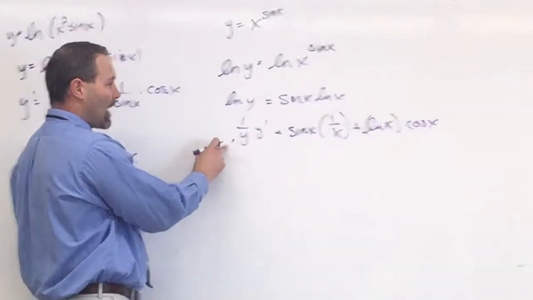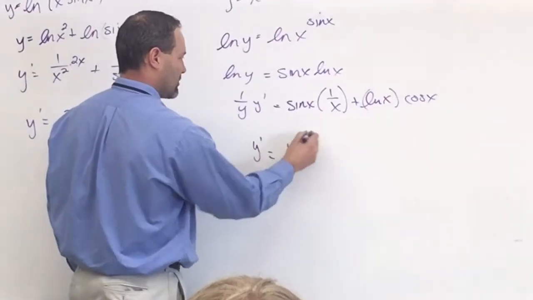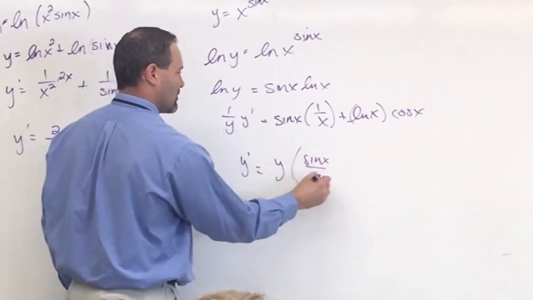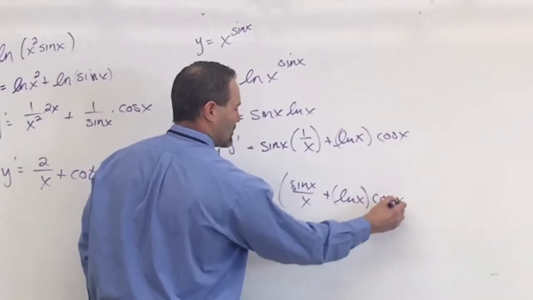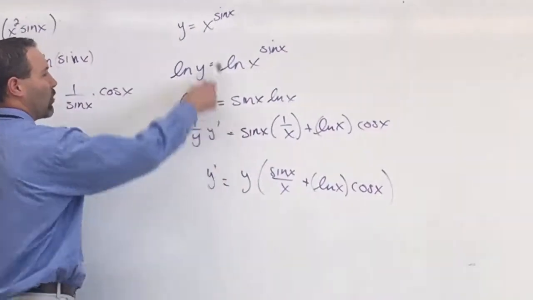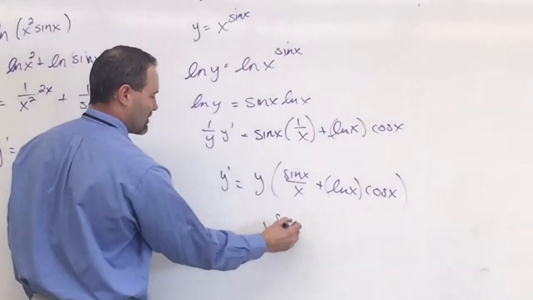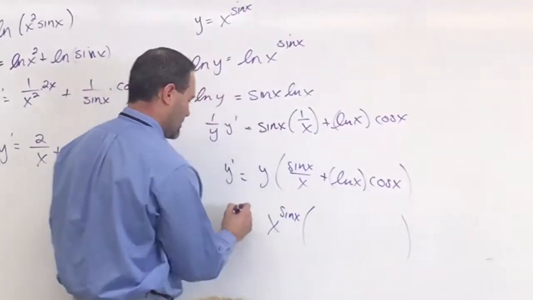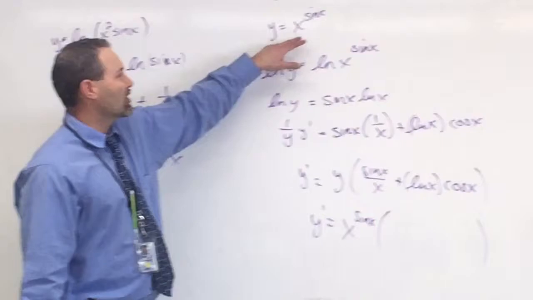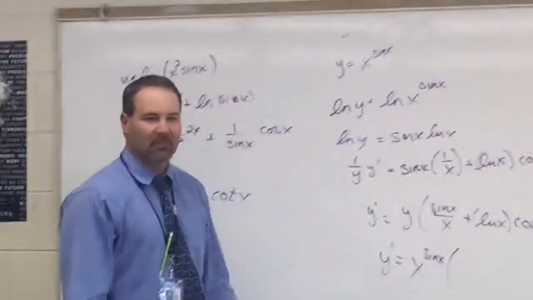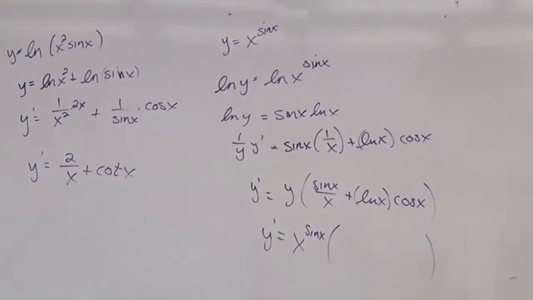Then multiply by y, which I'll just leave as y for right now. And then we could say what y is. So it's just x to the sine x times all of that stuff. So you do that technique if it's a variable to a variable. I thought I saw at least one of those on that sheet. Okay, so that's log derivatives.